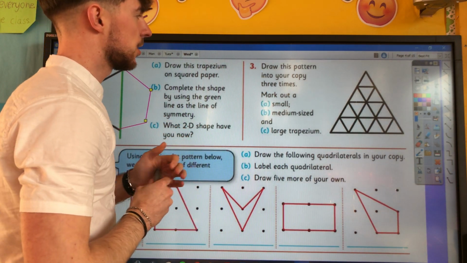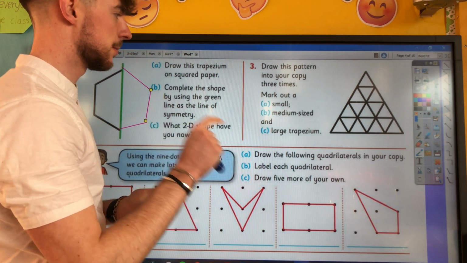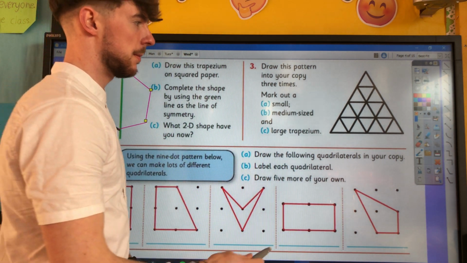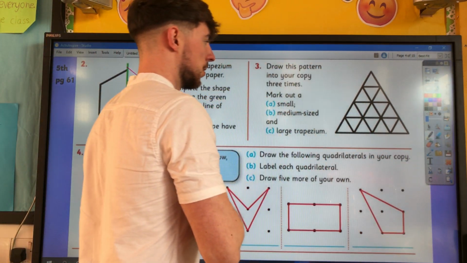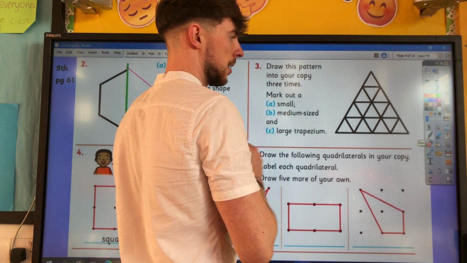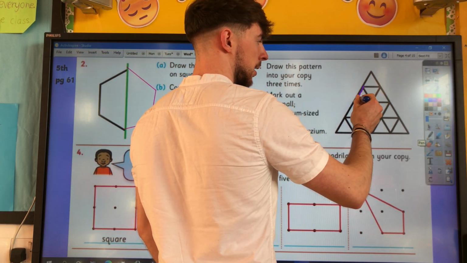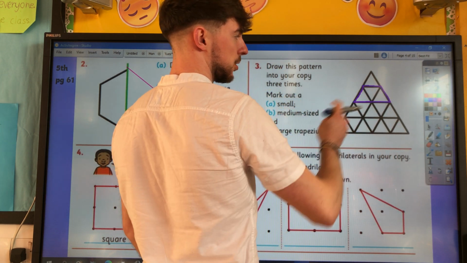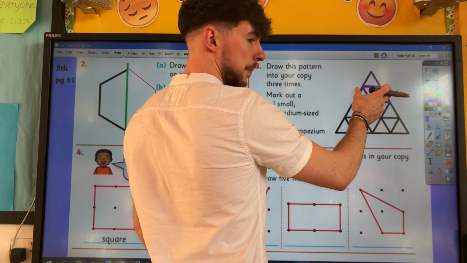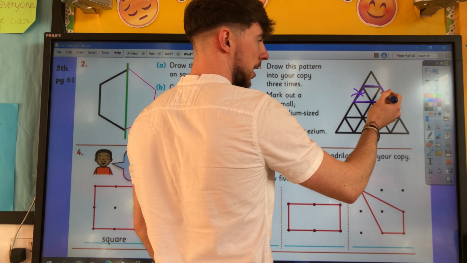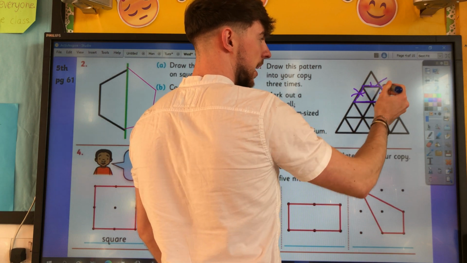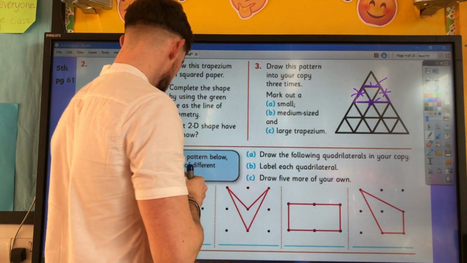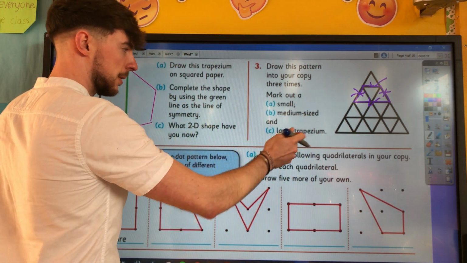Okay, draw this pattern into your copy 3 times. Mark out a small, medium, and large trapezium. So how could we do that? So maybe I'm going to do one first. So I'm going to say our small one, okay? So I'm going to say my small one is here. Okay, so that's my small trapezium. So it has 2 sides that are not parallel. And it has 2 sides that are parallel. And it has 4 straight sides. So that's a trapezium. It's perfect, right? And then we're going to do small, medium, and large, right?